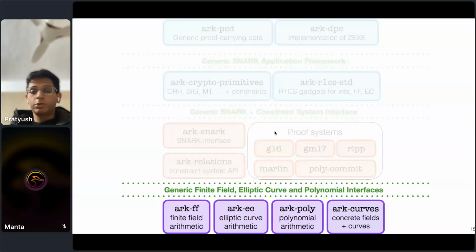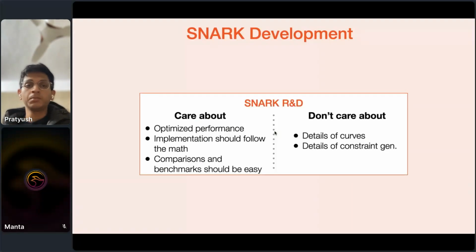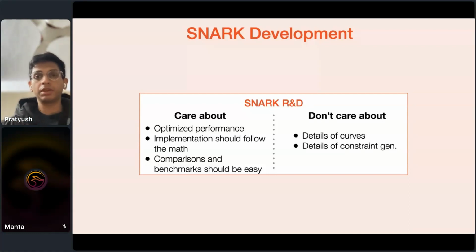Okay, so maybe let's move up quickly to the next level of the stack and focus on SNARKs and their implementations, right? So at this level of the stack, you care about optimized performance. You should have a very fast SNARK, but it should also not be a convoluted mess that's difficult to follow. You want to be able to reference the math in your code very easily, right?